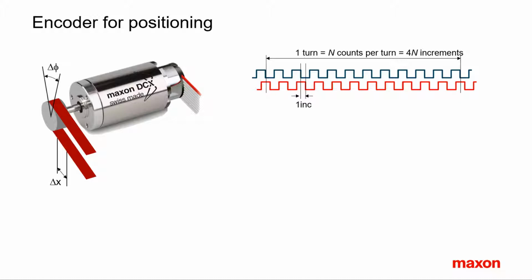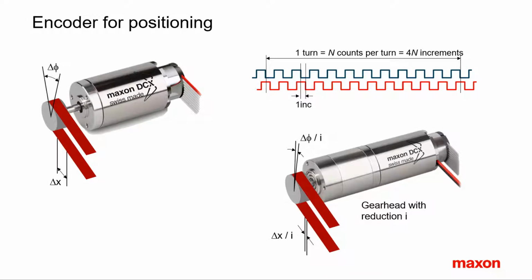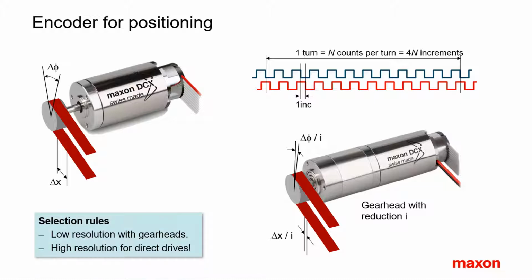Observe, encoders are mounted on the motor. A gearhead reduction increases the resolution at the load by the reduction ratio of the gear. Therefore, in combination with gears or other mechanics, encoder resolution hardly ever needs to be higher than about 256 counts per turn. In addition, be aware that the mechanical play usually makes any higher resolution useless. On the other hand, high-resolution encoders of more than 1000 counts per turn are often used in direct drives.